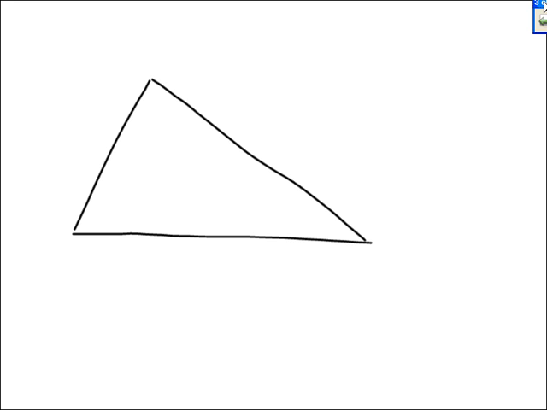Now, I want to be very clear. Nobody said these two triangles are congruent. Angle, angle, angle is not congruent to angle, angle, angle. You can have this really, really big triangle, or you can scale it down. You know what? Angle 1 is equal to angle 1. Angle 2 and angle 2 are the same. And angle 3 and angle 3 are the same.